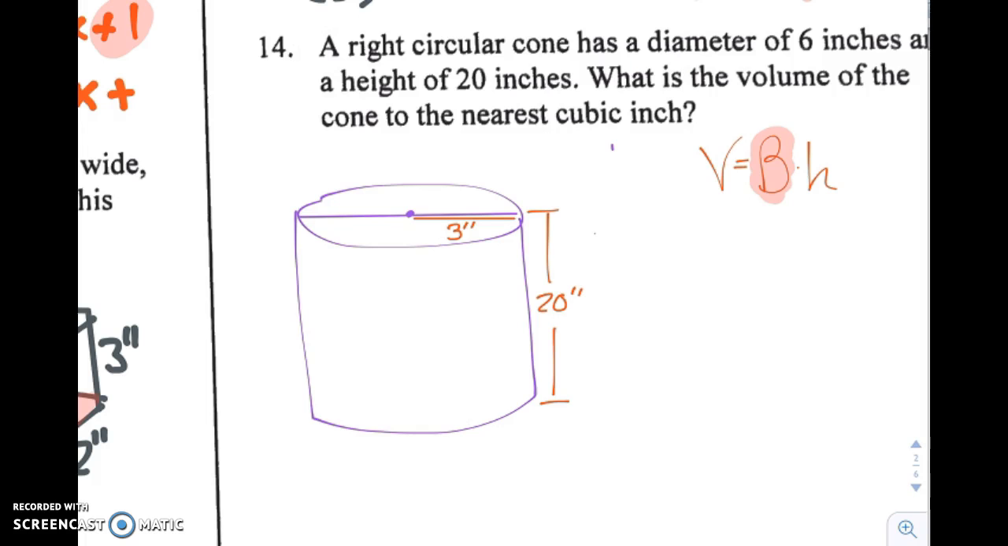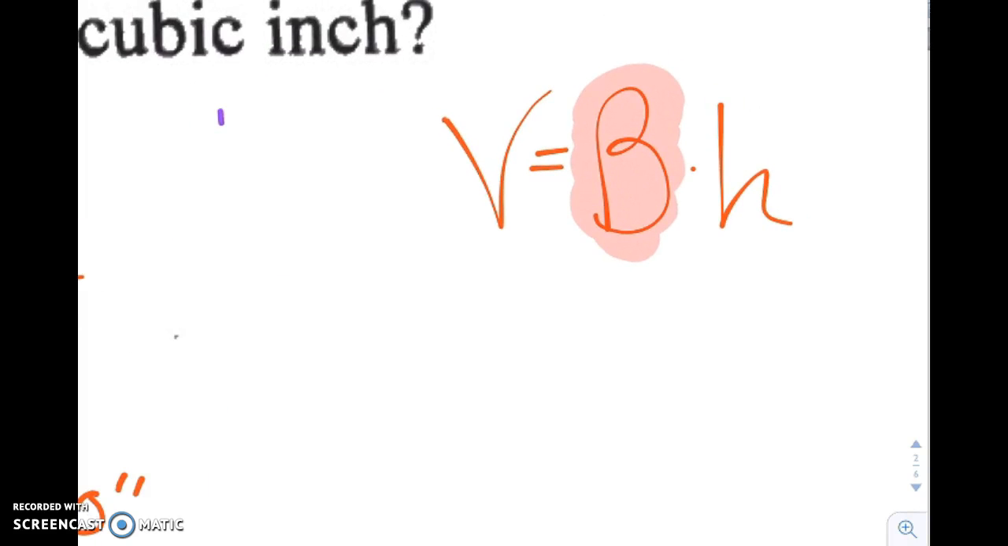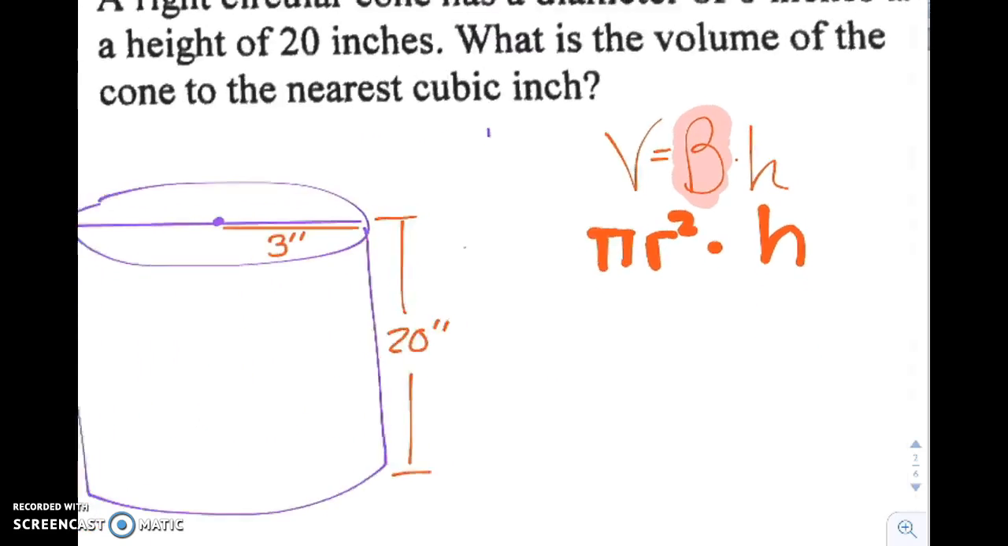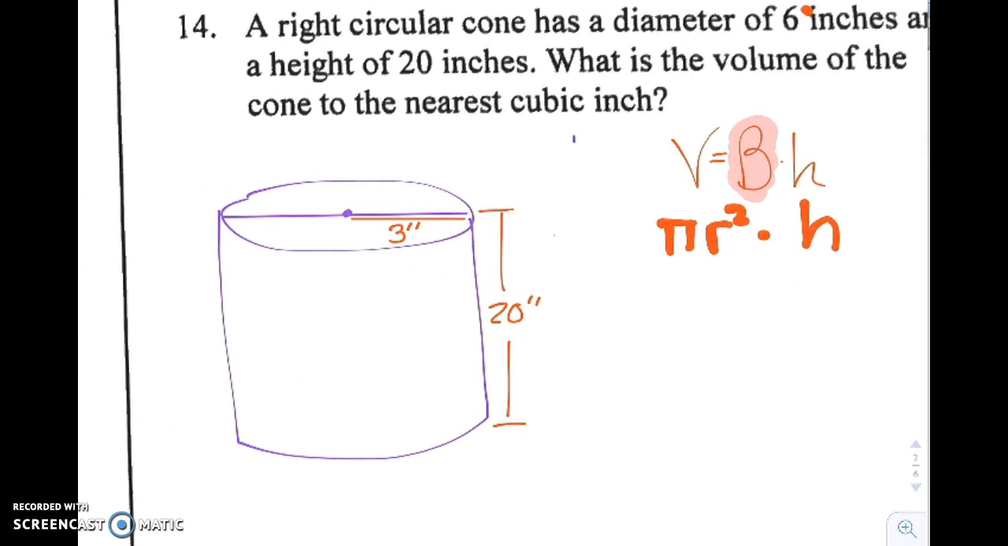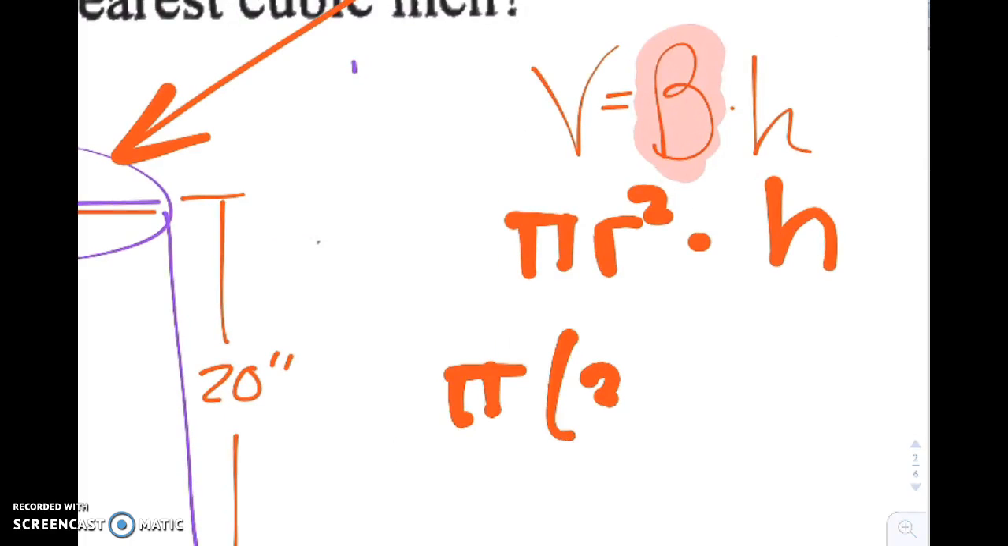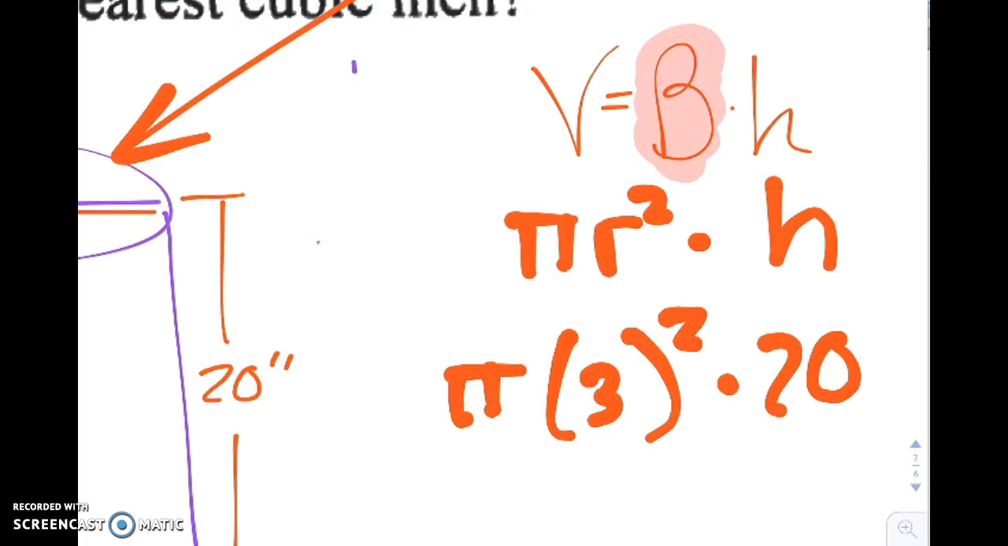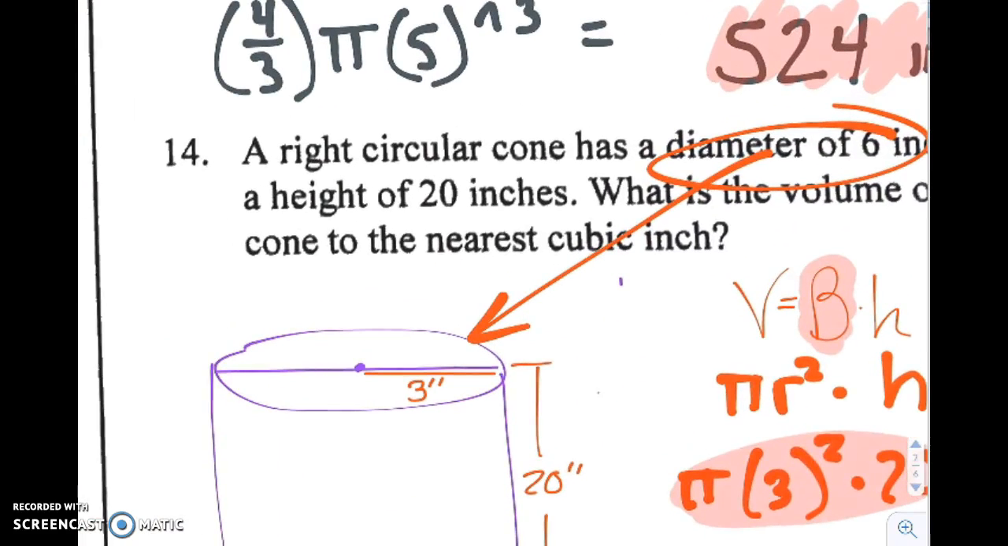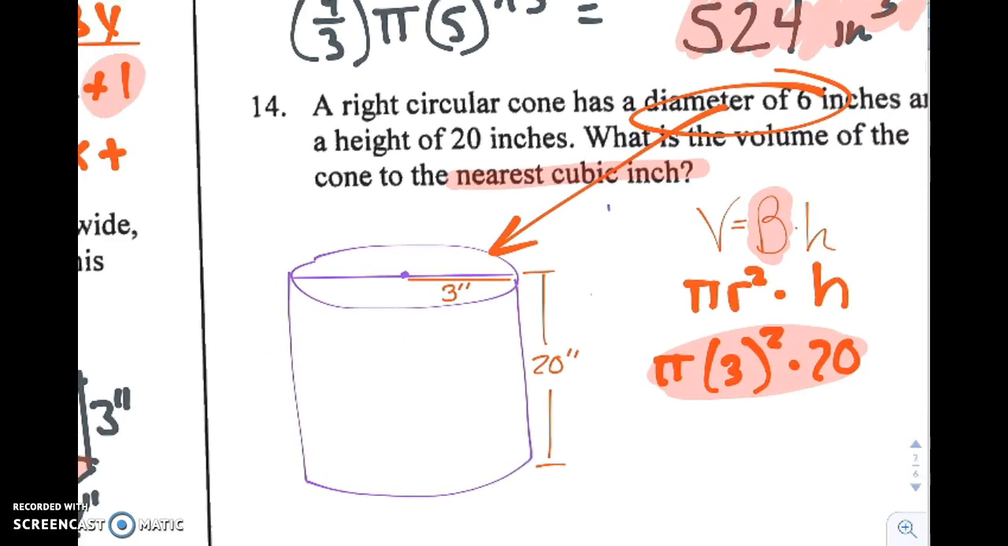Number 14 is just like number 12, except it's not multiple choice. Again, we have a circle for a base, so it's pi r squared times h, because big B is pi r squared. The diameter of 6 means a radius of 3. Pi times 3 squared times 20. That's what you type into your calculator. It wants it to the nearest cubic inch, so we do type pi into the calculator.